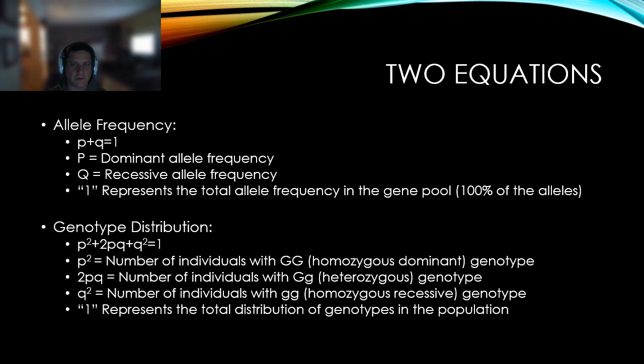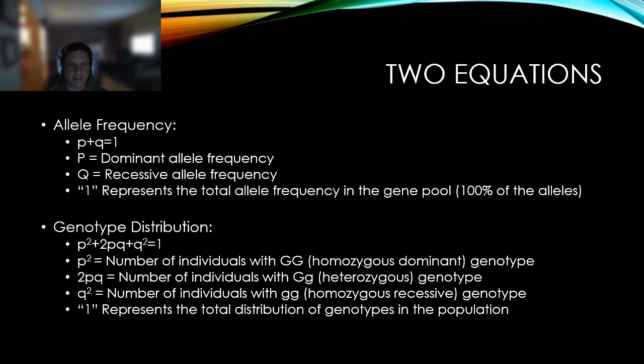There's an equation for allele frequency, which is p plus q equals 1, where p is the dominant allele frequency and q is the recessive allele frequency, and 1 represents the total allele frequency in the gene pool, aka 100% of the alleles. Now, it gets more complicated than this, but for the purposes of this class and specifically for this lecture, we're only going to cover it like this for Mendelian genetics.